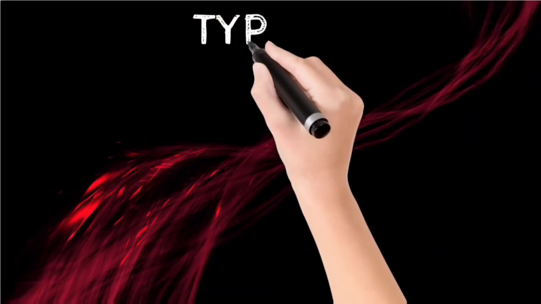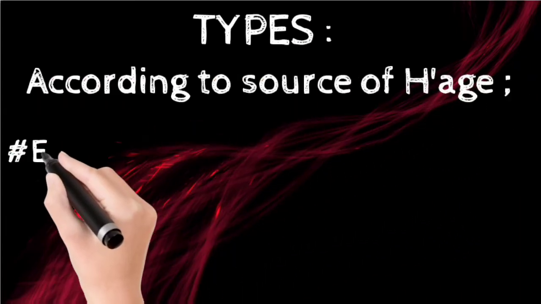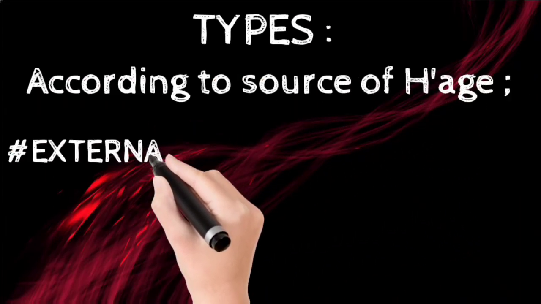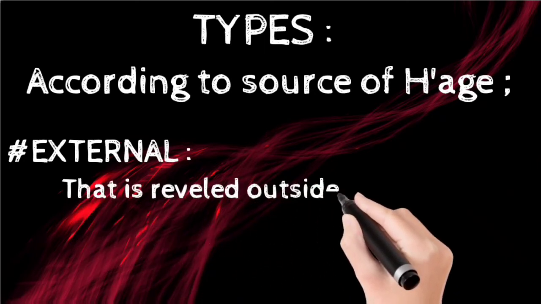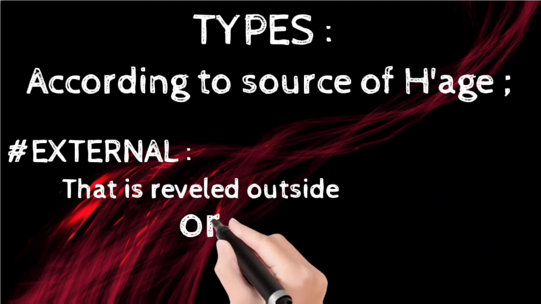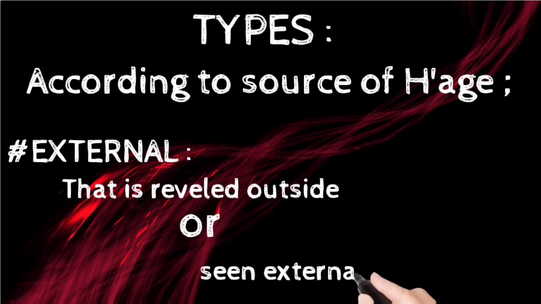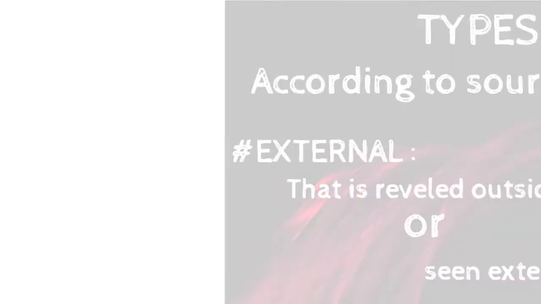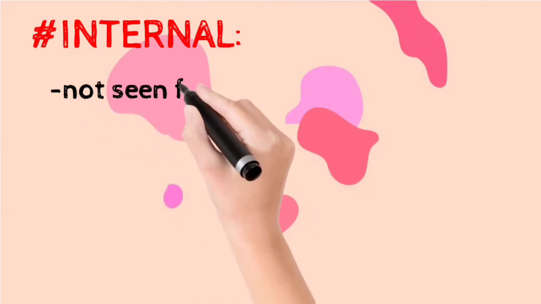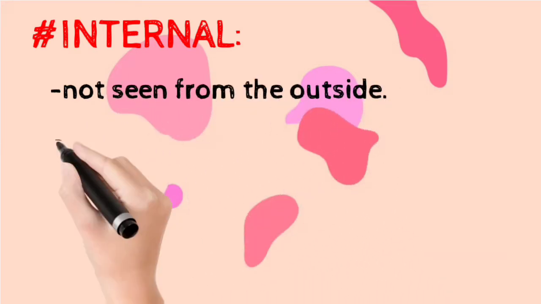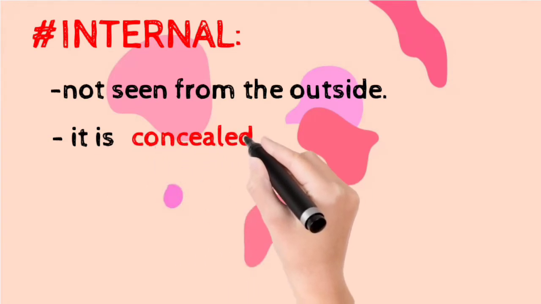Now we see the types. First of all, we see the types according to the source of the hemorrhage. In this, there are two types, external and internal. In external, the blood is revealed outside or seen externally. Now here in this picture we see, now the second is the internal. In this type of hemorrhage, we cannot see the blood from the outside. It is a concealed type of hemorrhage.